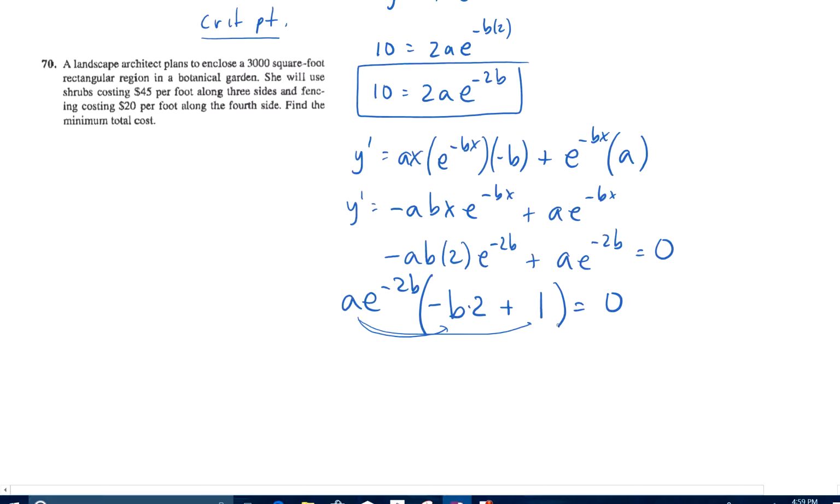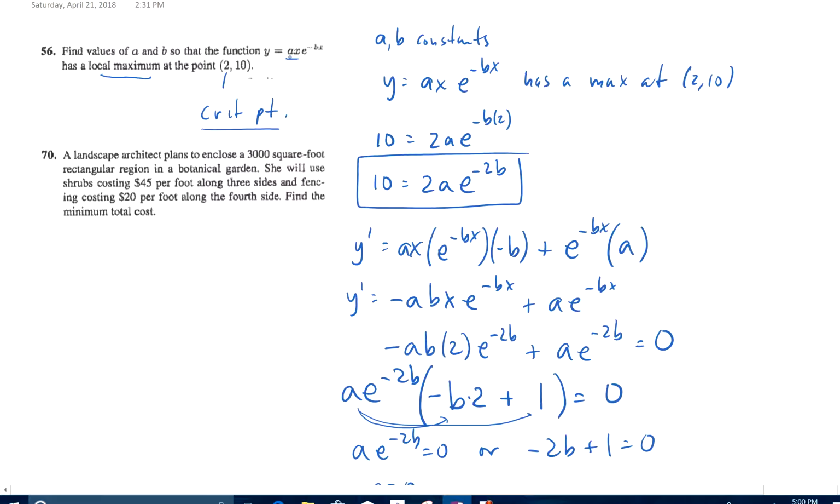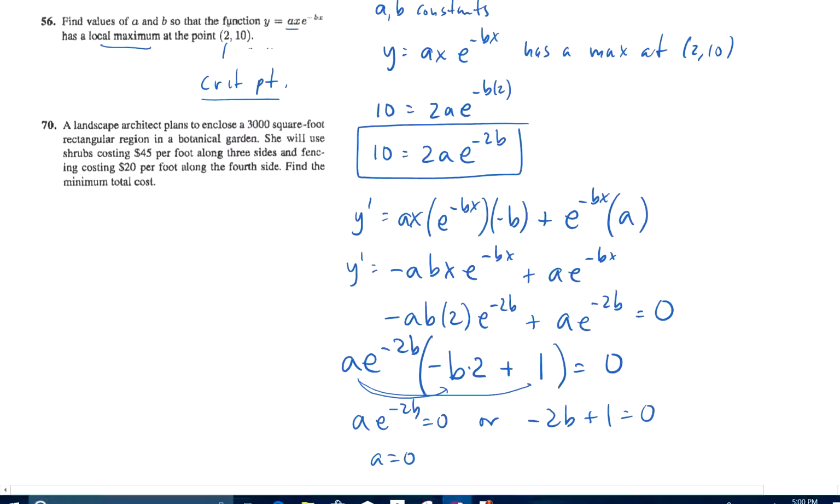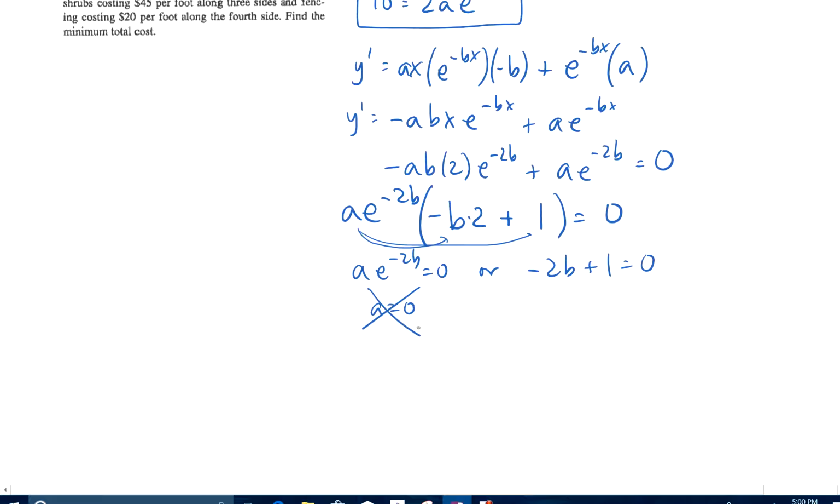So now for this to be 0, one or the other has to be 0. So either a e to the negative 2b equals 0, or negative 2b plus 1 equals 0. So the first tells me that a is 0. But if a is 0, the original equation is y equals 0, and that's just a horizontal line, so it can't have a maximum at (2, 10). So that's not an option. And the second tells me that negative 2b is negative 1.